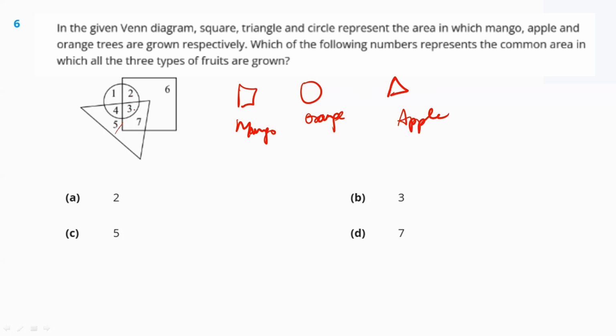So in option number 3, you will notice that the third number is included in the circle also, that's orange. It's included in the square also, which is mango, and it's included in the triangle also, which is apple. So option number 3, that is B, is our correct answer for this question.